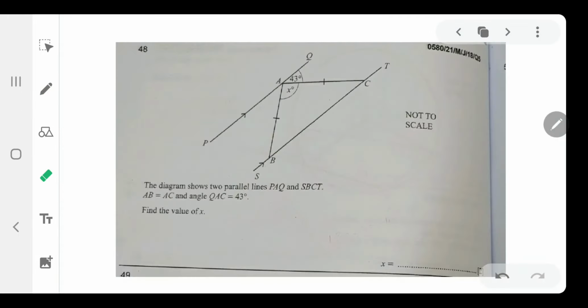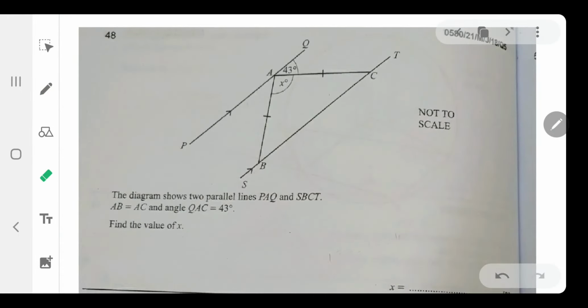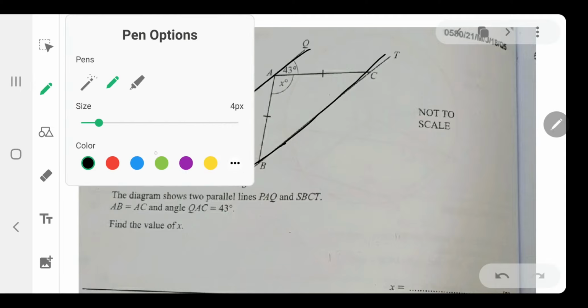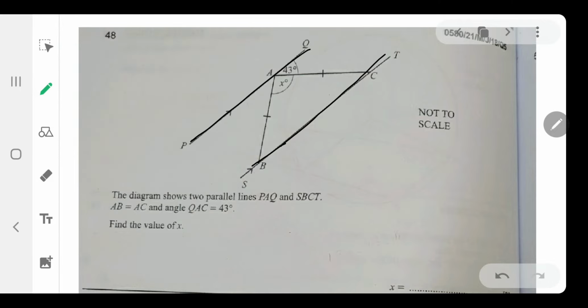Now we are more interested in this problem. Here we are given a diagram showing two parallel lines, PQ and BT. We have two parallel lines here. This is one, and the second one is here. Both these lines are parallel. And the angle QAC is 43 degrees. Find the value of x. In this diagram, this is x, and we have to find its value.